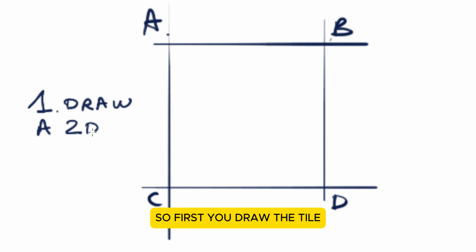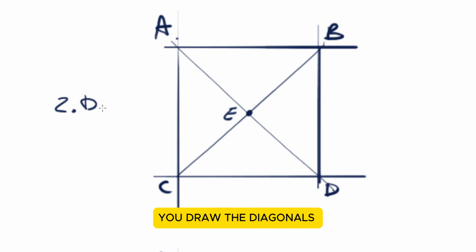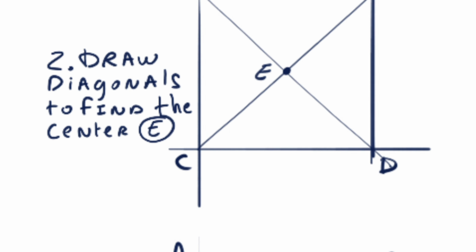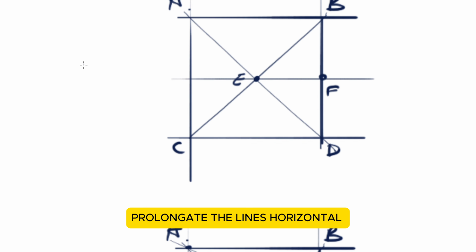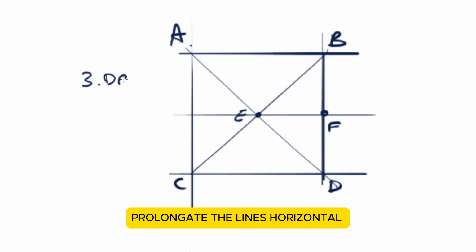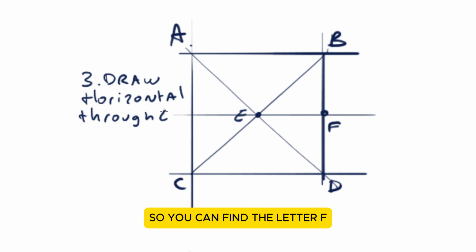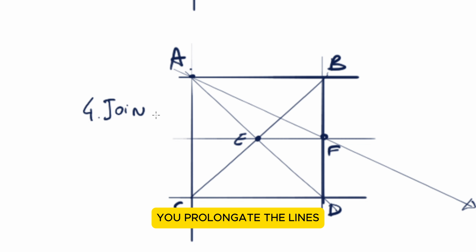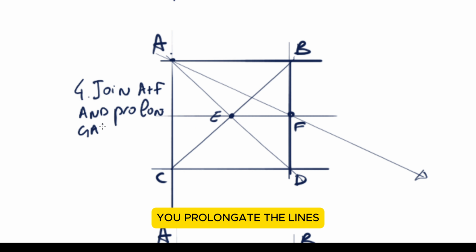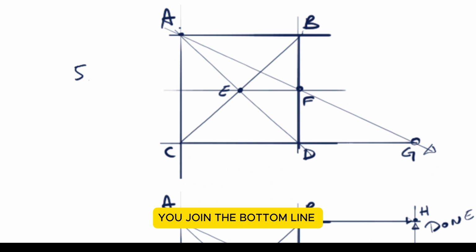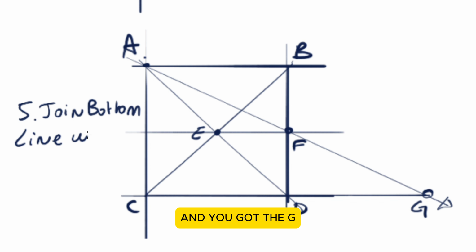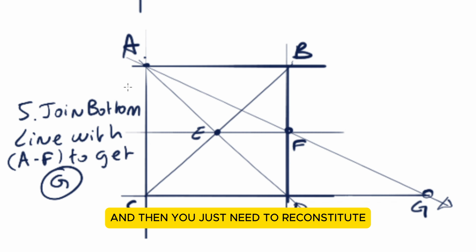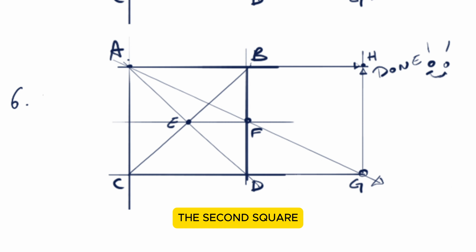So first you draw the tile, second you draw the diagonals to find the center, E, right here. Next, so we are going to prolongate the lines horizontally to E, so you can find the letter F. Here we go. So then you can join A and F. You prolongate the lines. And then for the G, you join the bottom line with the slanted line and you got the G. Okay. And then you just need to reconstitute the second square.